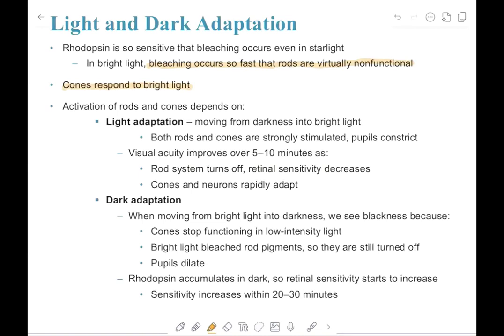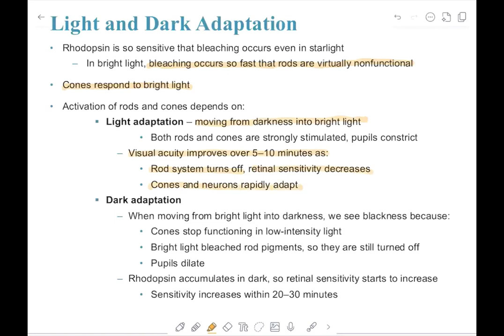Light adaptation would be moving from the darkness into bright light. So imagine coming out of a movie theater after a matinee. What's going to happen is the visual acuity is going to improve in about 5 to 10 minutes. The rod system turns off and the retinal sensitivity decreases. So the cones and neurons rapidly adapt.